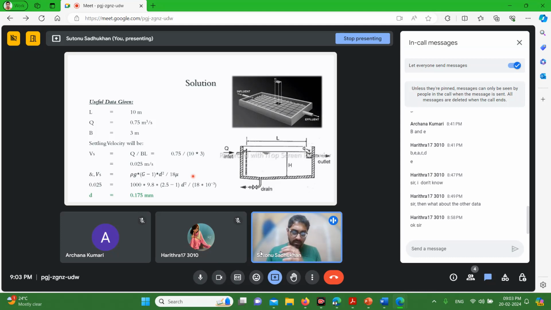So hope if you just leave the formula, you are able to understand the other parts, right?